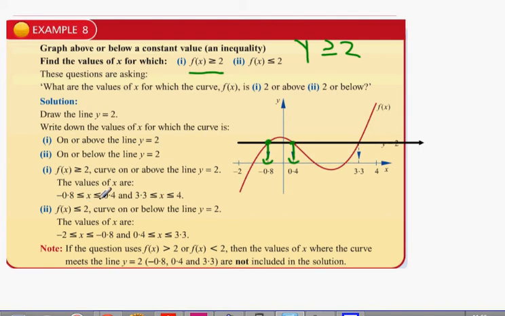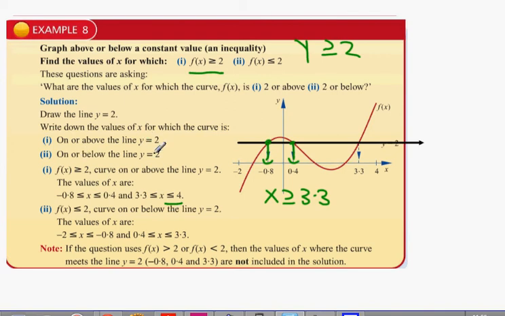It's going to be point A less than or equal to x less than or equal to 0.4. It also gets bigger than 2 at x equals 3.3, and any value bigger than 3.3, it's bigger than the y equals 2 line. So the other answer would be x greater than or equal to 3.3. If you're only talking about your function here, you can also stop it at 4, and that might explain your less than or equal to 4 part. Any questions on part 1?